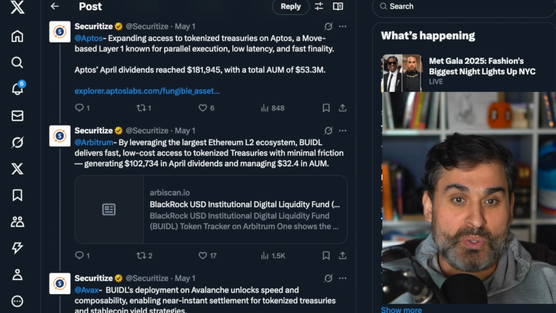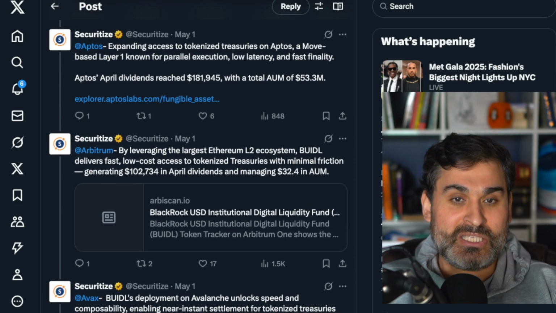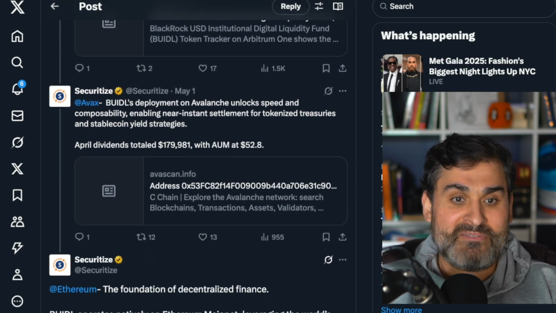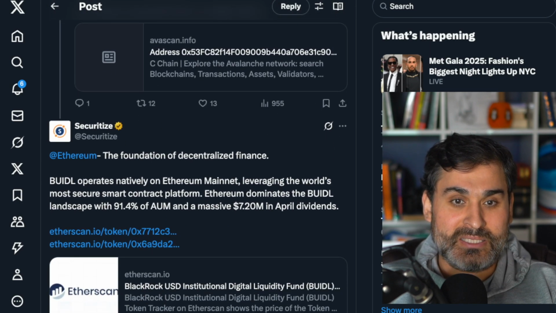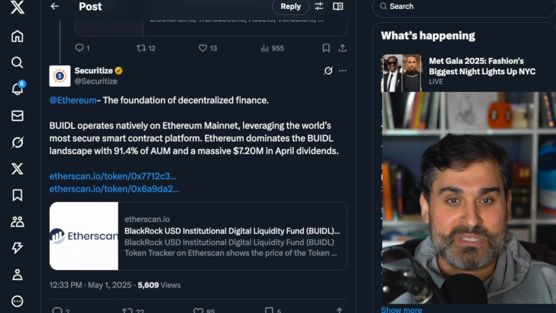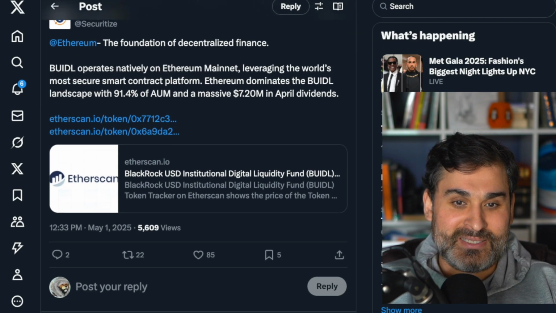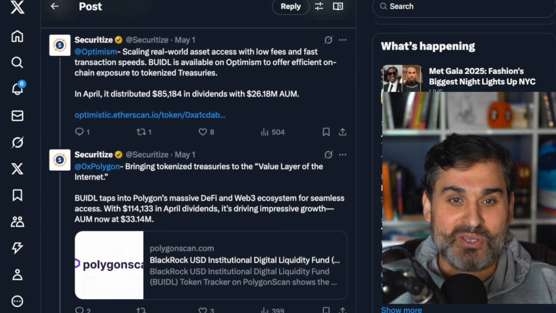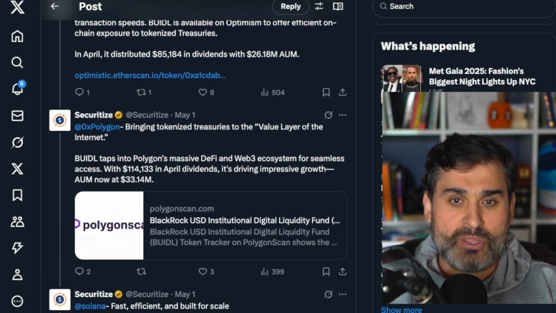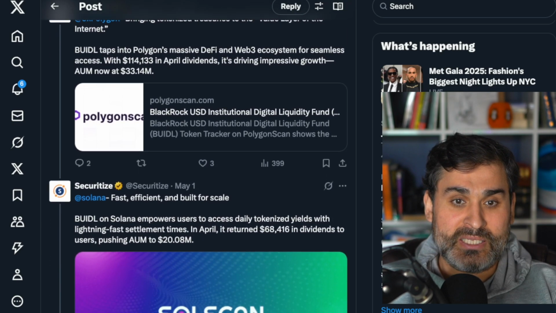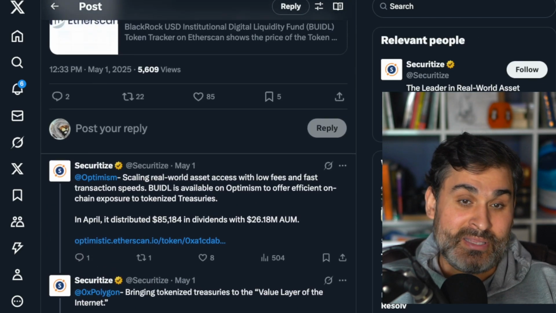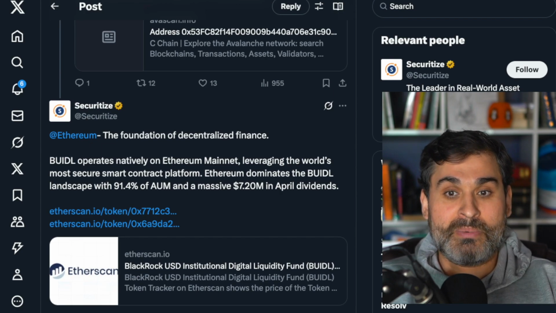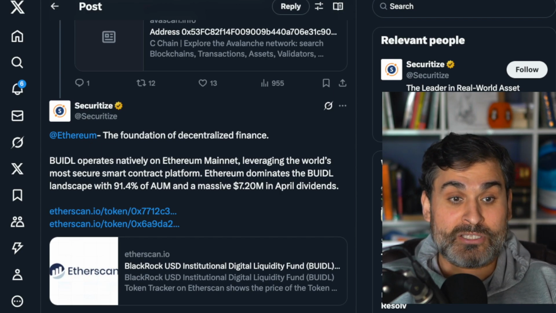But what I want to show you here is that they are managing 50 million on Aptos, 30 million on Arbitrum, 50 million on Avax, but on Ethereum, it is managing 91.4% of their AUM. And that's pretty much all of it. With Optimism, it's 26 million. With Polygon, it is 33 million, and Solana it's 20 million. So yeah, it shows you just how staggeringly huge a part Ethereum is of someone like Securitize.